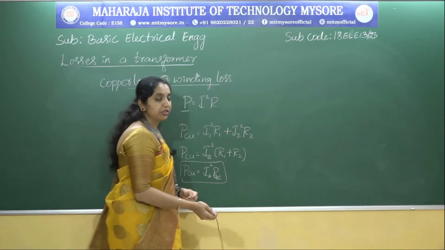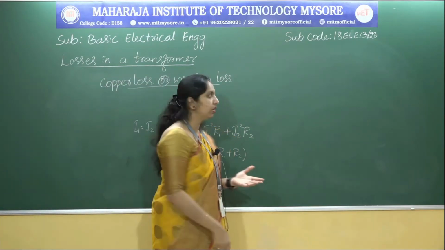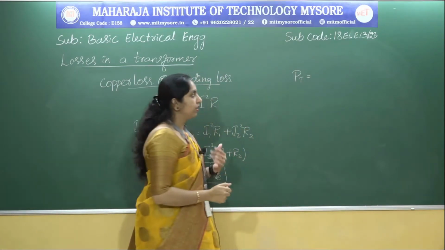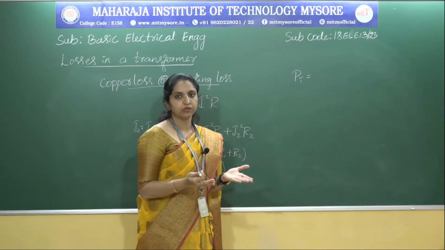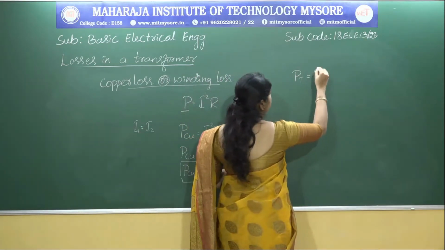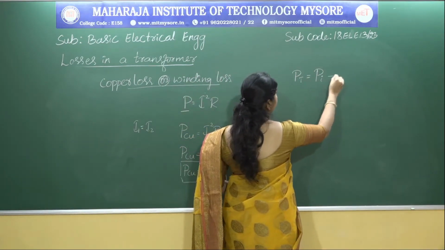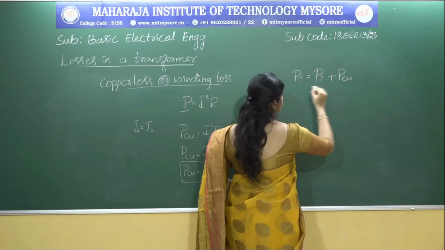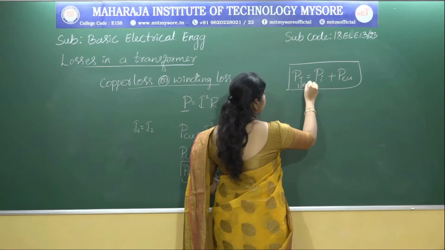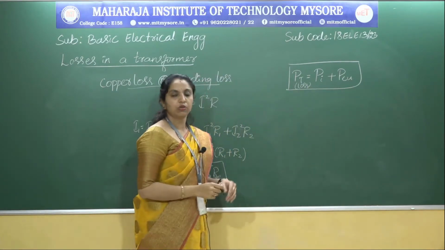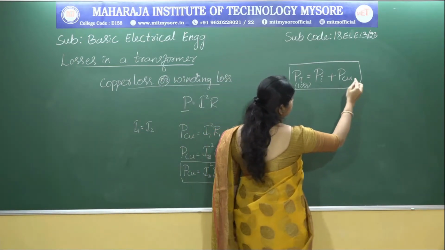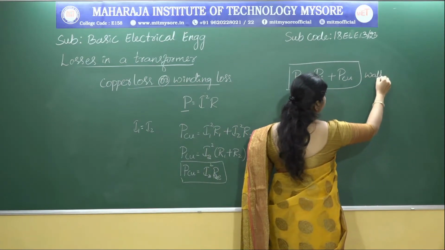And how do we express the total loss in a transformer? Remember, we have discussed the losses that occur in two different parts of the transformer. One is the iron loss, Pi, and another is the copper loss. So the total power loss is equal to the summation of the iron loss plus the copper loss, and of course the unit is watts.